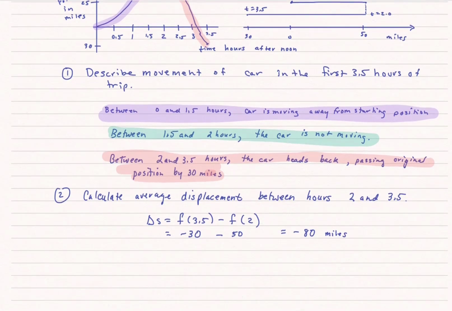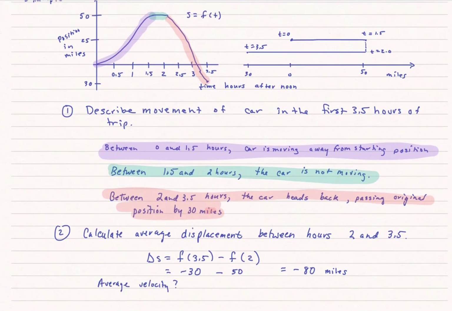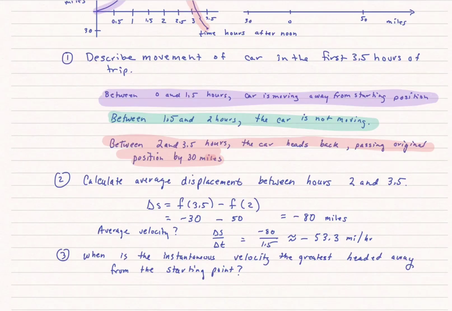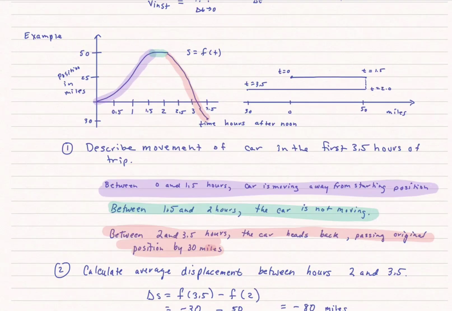If I also wanted to know the average velocity, I would just take that delta s and divide it by the delta t, or negative 80 divided by 1.5. 1.5 is 3.5 minus 2. And that's approximately equal to negative 53.3 miles per hour. I could also ask, when is the instantaneous velocity the greatest heading away from the starting point? That would be when the function has its greatest slope. Looking at my graph, it looks like that occurs between 0.5 and 1 hours. The curve looks almost linear at that point, and it looks like that's around my greatest slope.